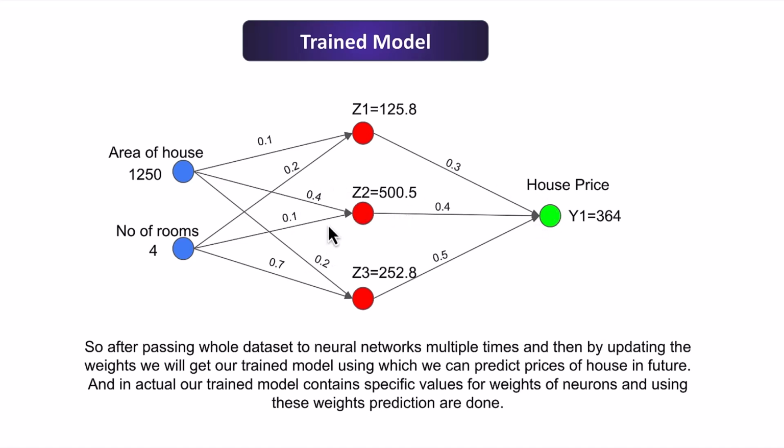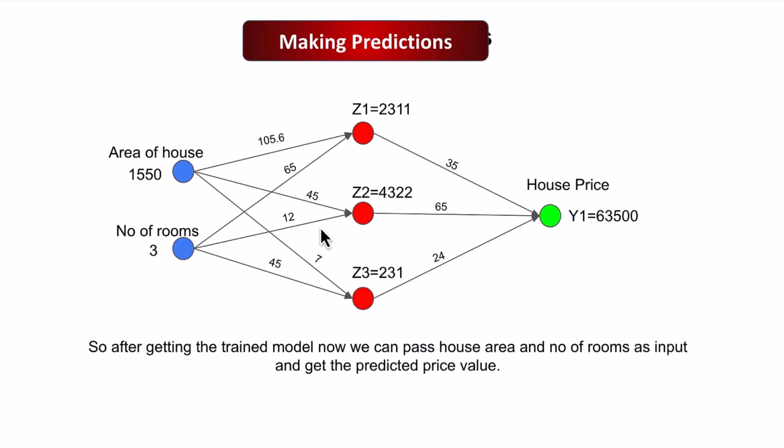So now after training our model, our neural network is going to look like this. Here we will get the values for these weights, using which we are going to make the prediction. Now after training the model, the next step is testing that model. For testing the model, we are going to pass inputs at the input layer, but this time, inputs that we have not passed during training.